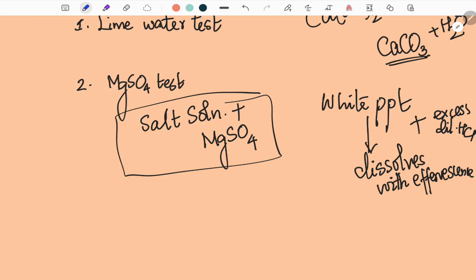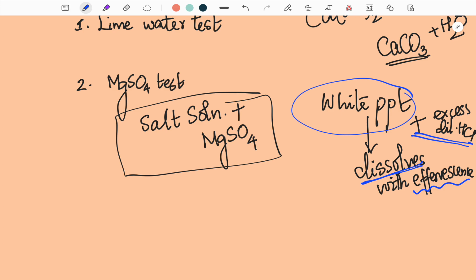You have to take the salt solution in a test tube and add a few drops of magnesium sulfate, and if you're able to see that a white precipitate is formed, then what you need to do is add excess dilute HCl to the precipitate. And if you are able to see that the precipitate is dissolving, that means it is soluble and it gives out a gas, there is effervescence, then that means the carbonate ion is confirmed.